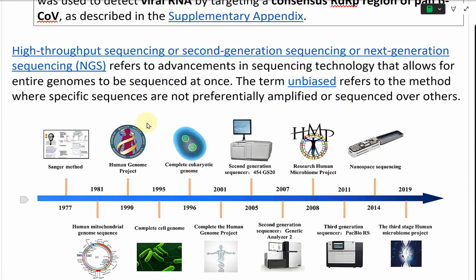And let's go over some more technical terms. So high-throughput sequencing, or second generation sequencing, or next generation sequencing, NGS, refers to advancements in sequencing technology that allow for entire genomes to be sequenced at once. And the term unbiased refers to the method where specific sequences are not preferentially amplified or sequenced over others.